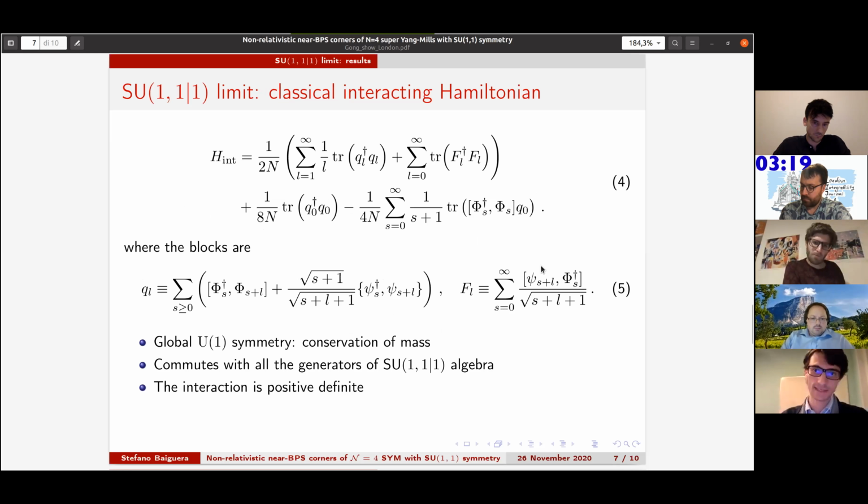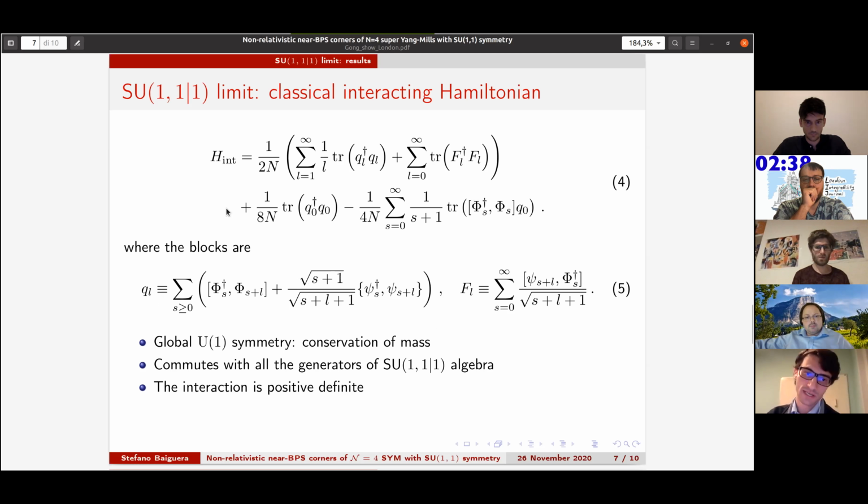I give you directly the result of the procedure. The interacting Hamiltonian is very simple, in the sense that everything is encoded in two quantities. The charge density, whose zero mode, the value for L equal to 0, corresponds to the SU(N) singlet constraint. At the classical level, you can see that this quantity Q0 vanishes due to Gauss law. This implies that the second line in this equation identically vanishes. And the other block instead gives an interaction between scalars and fermions.